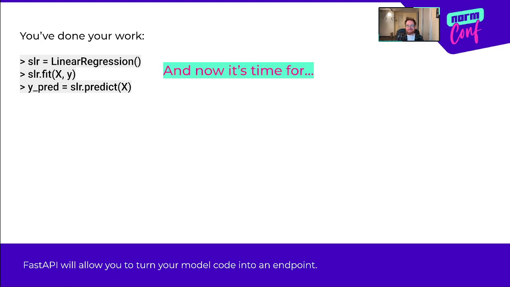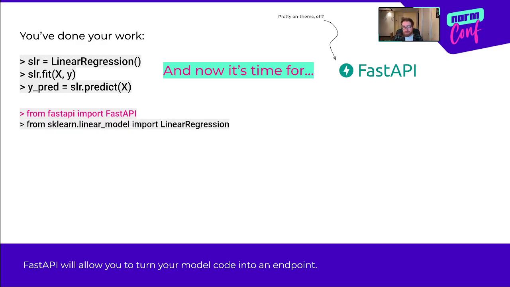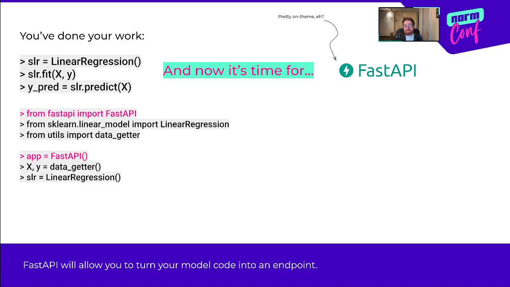Let's add FastAPI. So first, we're going to import FastAPI. Then we're going to go ahead and import linear regression like we did before. And we're going to import your data getter. This is going to be somewhere where your endpoint knows where to get the data. We're going to create our app. And then we're going to call that data getter for the features and labels. We're going to create the model. We're going to fit the model.